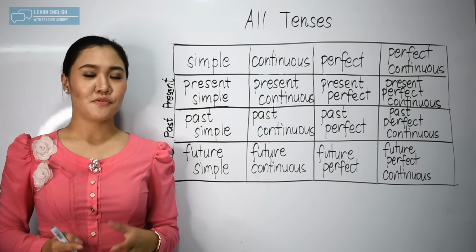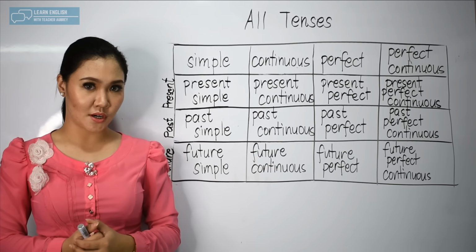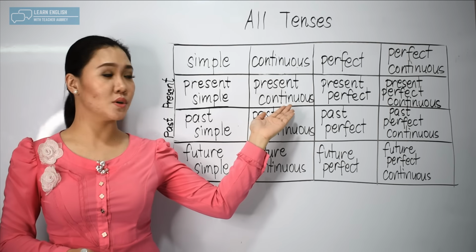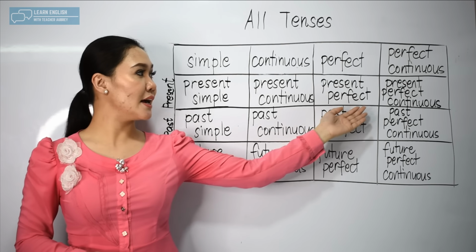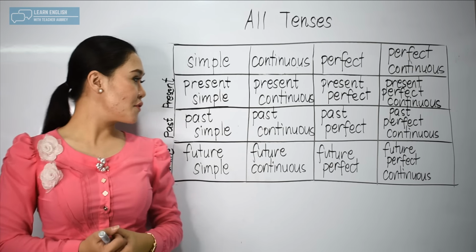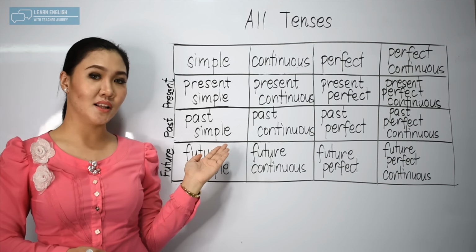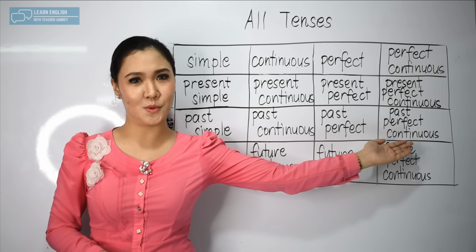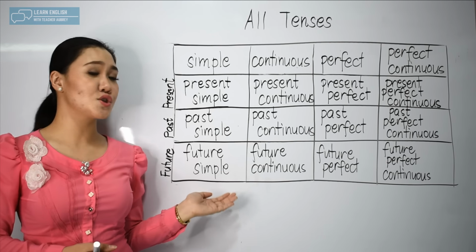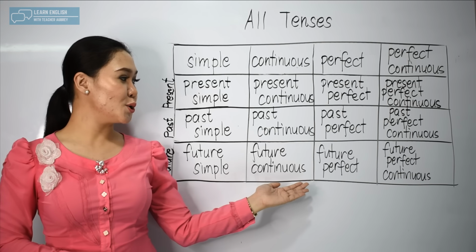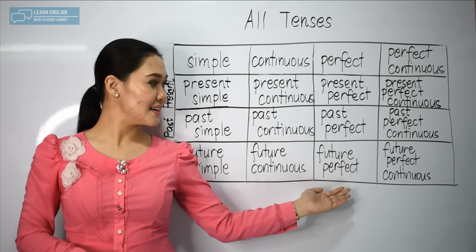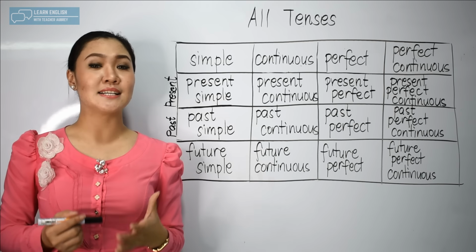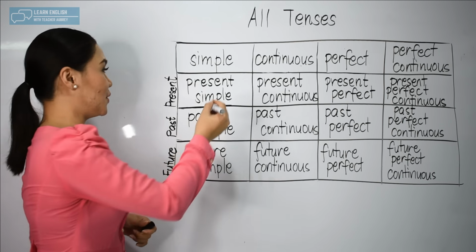Ano nga ba sila? Tingnan natin. For the present tense, we have 4. We have present simple, present continuous, present perfect, and present perfect continuous. For the past, we have past simple, past continuous, past perfect, and past perfect continuous. And for the future, we have future simple, future continuous, future perfect, and future perfect continuous. Firstly, let us discuss the present simple.